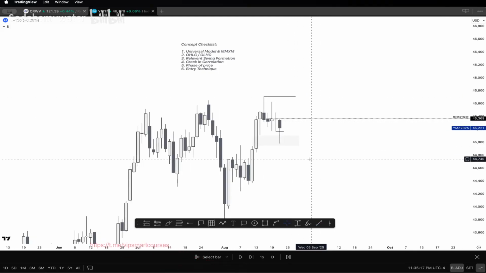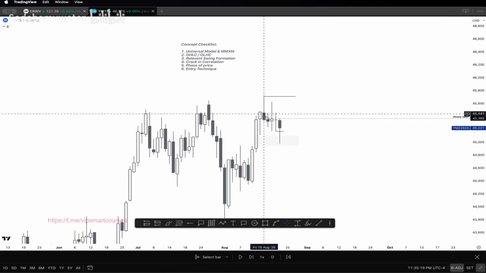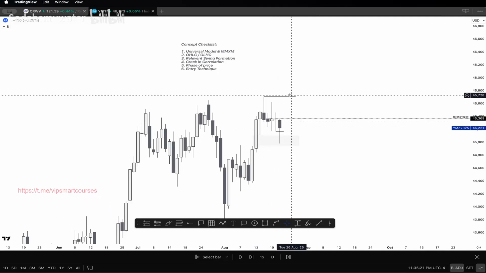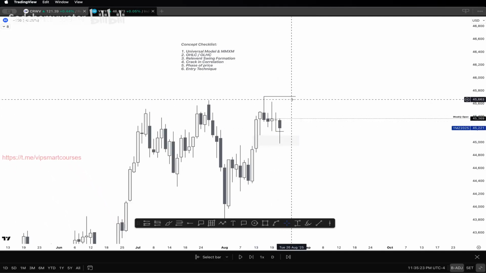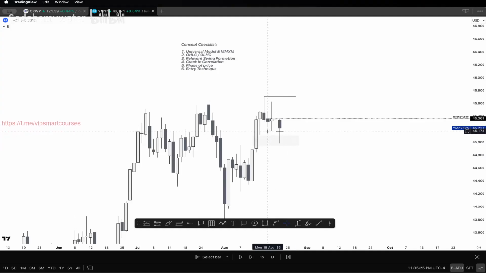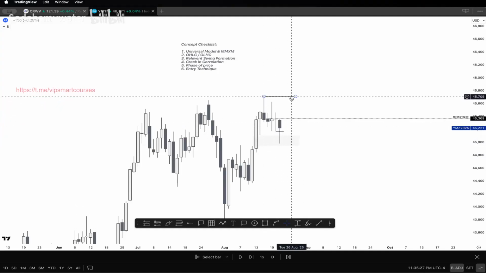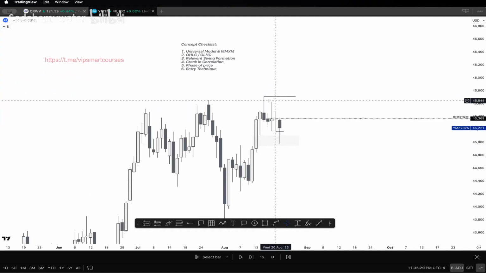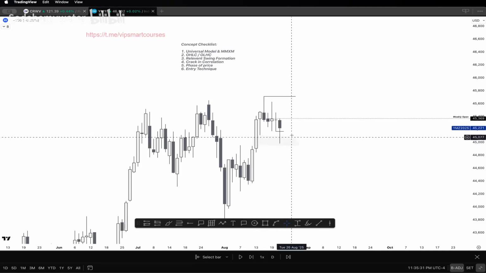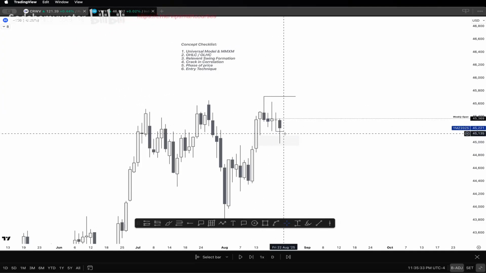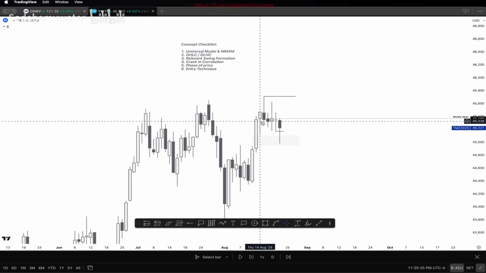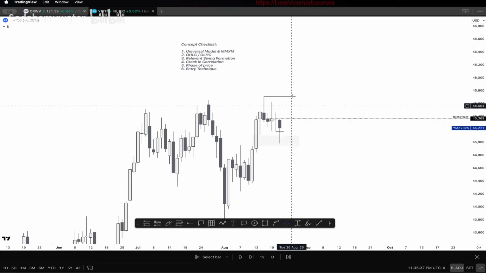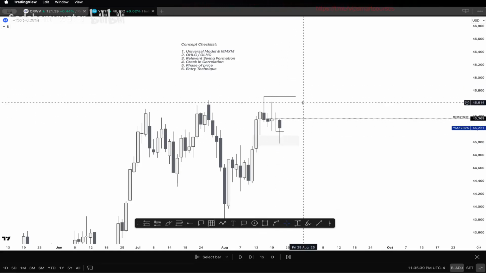So what universal model is this? Well, this is going to be an internal to external range liquidity idea, as well as an external range to external range liquidity idea for just this weekly range that we've developed on Monday. That's the weekly profile I'm looking at. That is the open, low, high, close idea I am thinking of.